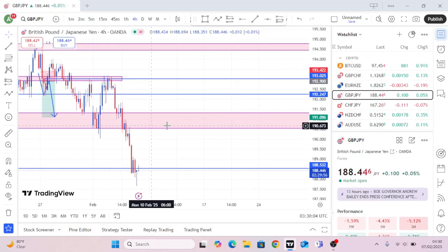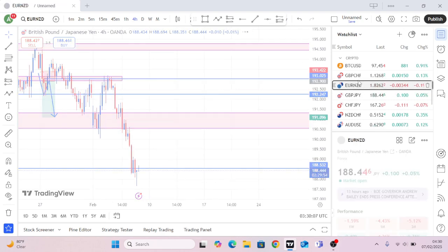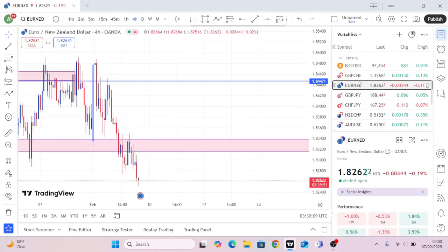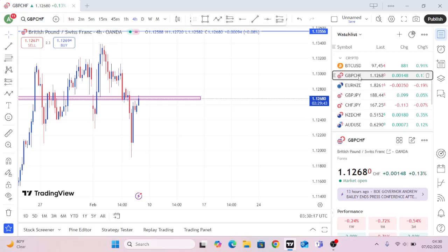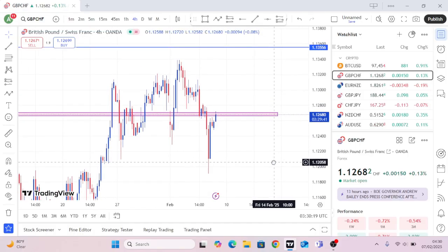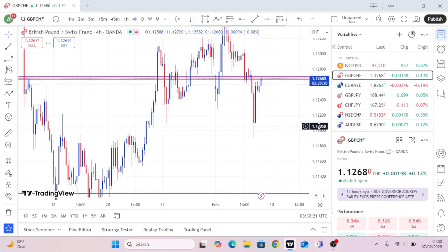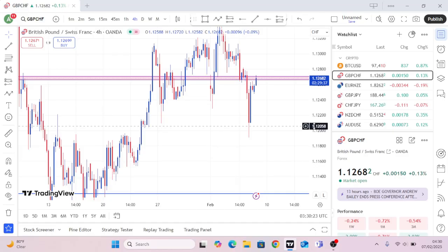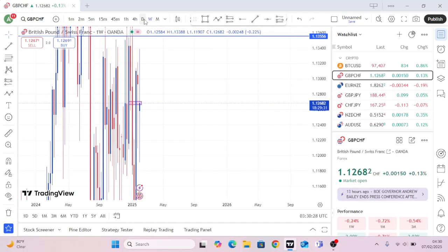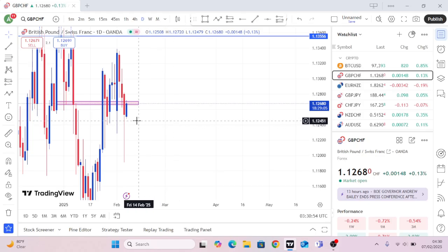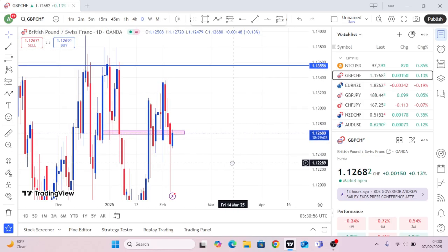GBP JPY, I wasn't really expecting anything from GBP JPY. Euro NZD, it came to this key level. You see, it broke under, retested the key level, and took it to the downside. I was not expecting anything. GBP CHF looks like a clear sell, but I do not want to risk it. If I go to the weekly, oh wow, looks like a clear sell for GBP CHF, but I'm not sure. So I don't think I'm going to risk it for GBP CHF.